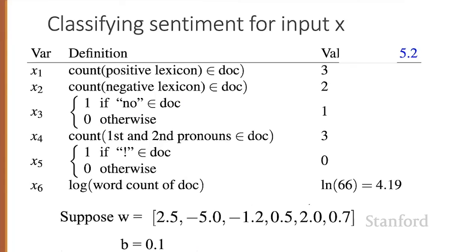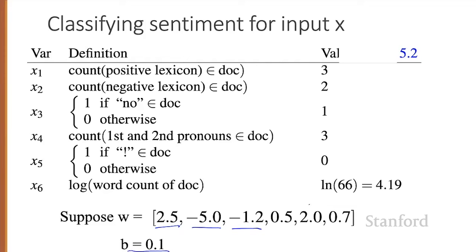So those are the feature values, and let's assume for the moment that we've already learned a real valued weight for each of these features, and that the 6 weights corresponding to the 6 features are as follows. Weight 1 is 2.5, weight 2 is -5, weight 3 is -1.2, and so on for the 6 weights. And let's assume that we have learned a bias 0.1. We'll talk later about how we learn these things.